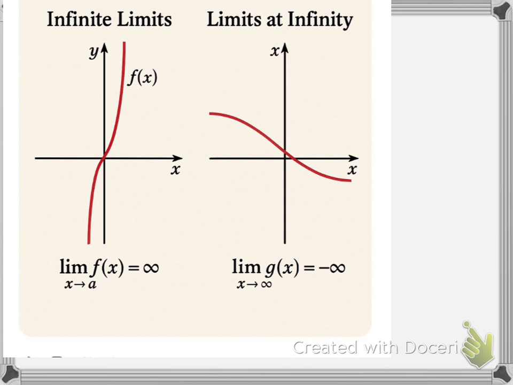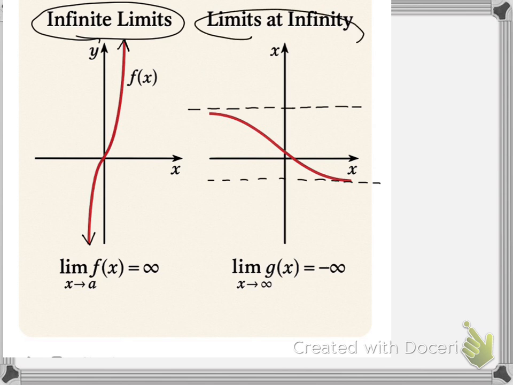Infinite limits, as you can see, are allowed to tend towards positive or negative infinity. Limits at infinity are not allowed to tend towards infinity. Limits at infinity will tend towards a finite number, in other words, whatever that horizontal asymptote is. That's the difference between what we did in 1.5 and what we are doing right now in 3.5.